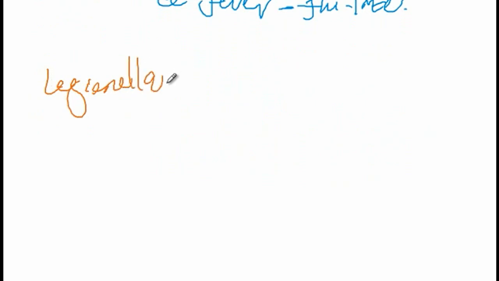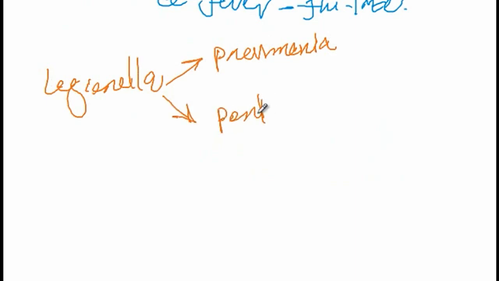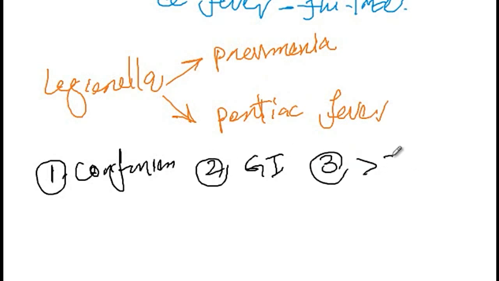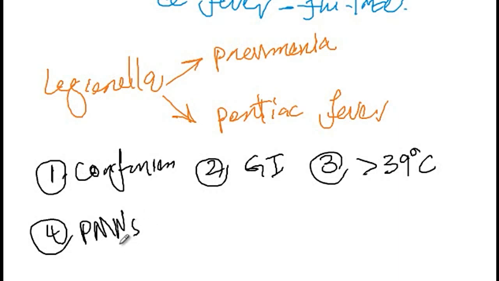Another common cause of atypical pneumonia is Legionella, which can present in two forms of disease. The first one is Legionnaires' pneumonia, and the second one is Pontiac fever, where the patient will develop fever and muscle aches. And the pneumonia that is associated with Legionella has certain features such as confusion, GI symptoms such as diarrhea, high fever of more than 39 degrees C, and presence of numerous neutrophils on the Gram stain of the sputum secretions.